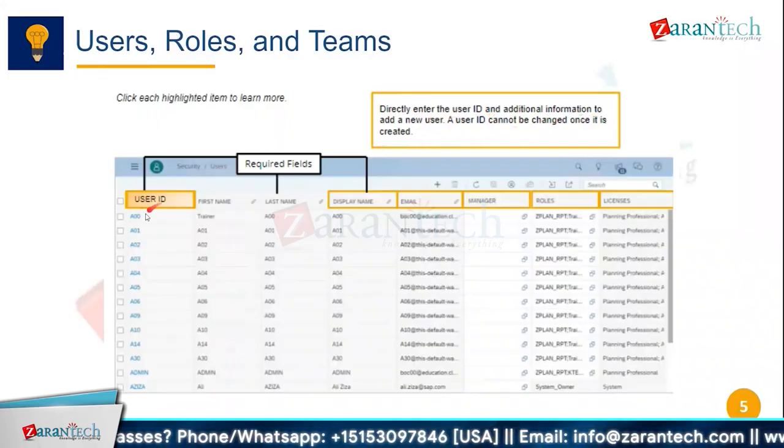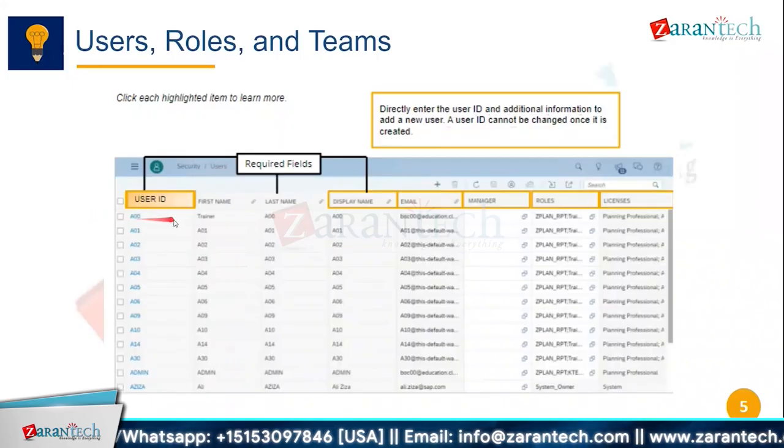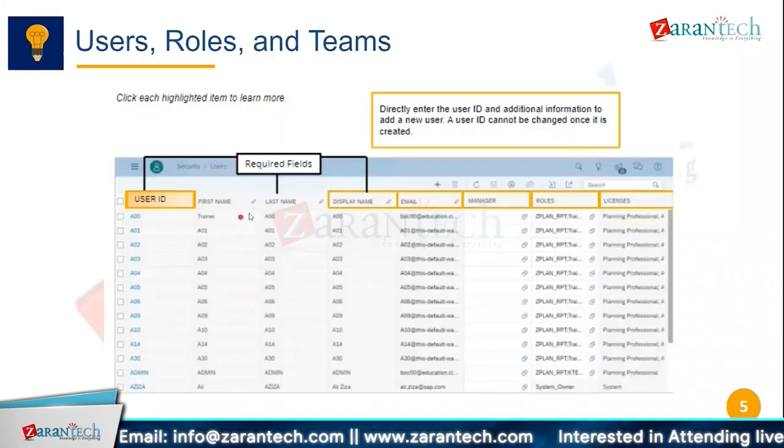You can directly enter the user ID and additional information. In case you want to create a new user, you click on this plus icon here and you can directly enter the user ID. For example, if you see here, A30 is the last user. So the next user can be onboarded with the A31 ID. So we'll give A31. Then we need to give the first name and last name.